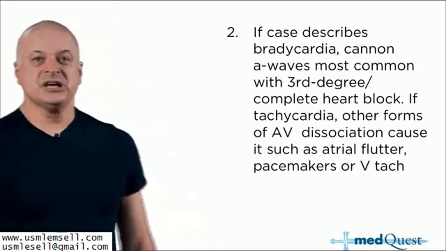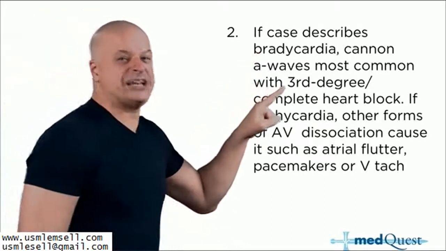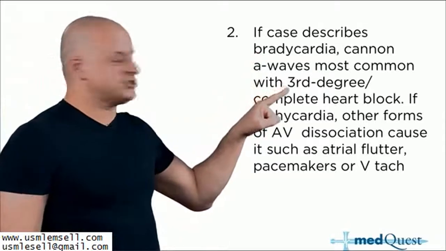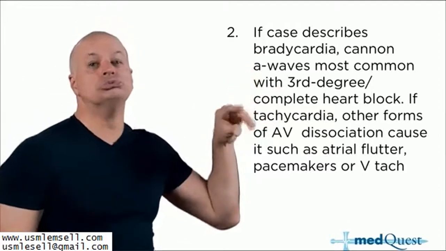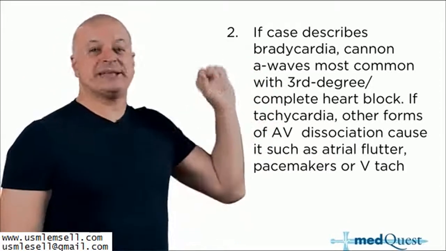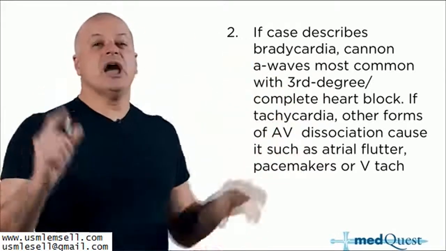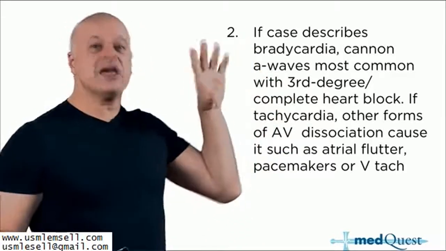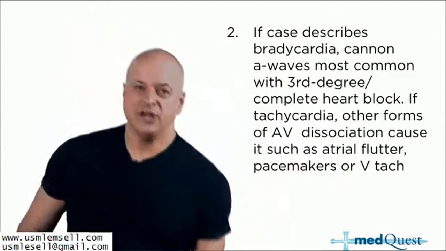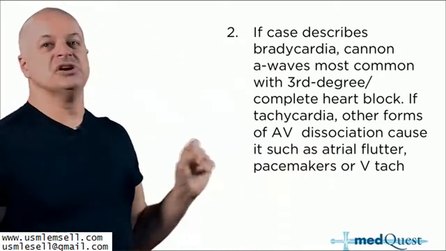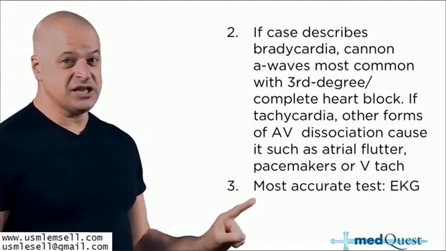Cannon A waves. Now, if the case describes bradycardia, this is third-degree AV block. This is where the atrium and the ventricle are dissociated. The atrium's beating like this, and the ventricle's beating like this. It's like, you're beating like this, I'm beating like this. They're dissociated. So the atrium is contracting against a closed tricuspid valve, and the blood is bouncing backwards up into the neck veins. The most accurate test is an EKG.